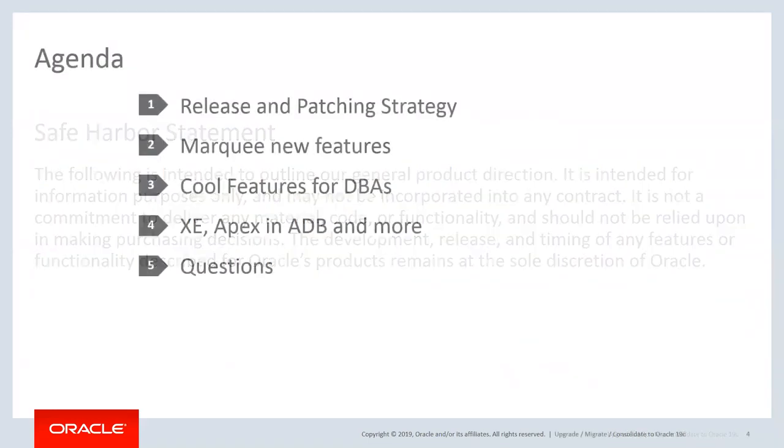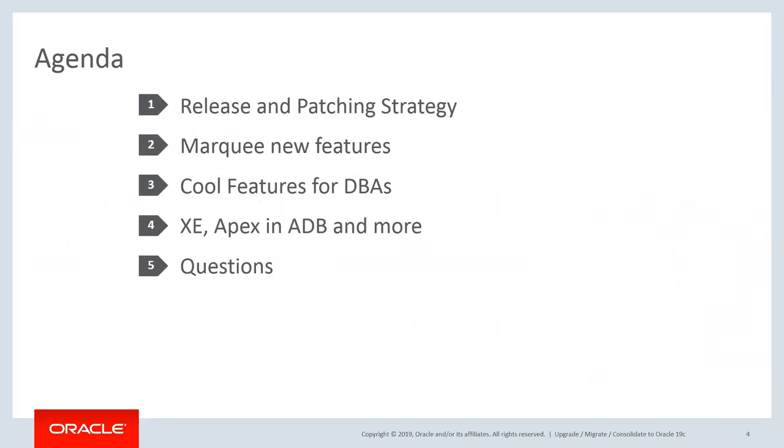So the agenda for today, very quickly: two slides on the release and patching strategy, looking at the marquee new features that were introduced with Oracle Database 12.2 and see what the status is right now in the 19C environment. We're going to talk a little bit about the cool features for DBAs and a little bit about Express Edition, Apex, and ADB and more. And finally, open for questions. Hopefully we will take about half an hour: 20 minutes presentation and 10 minutes for the questions and answers.